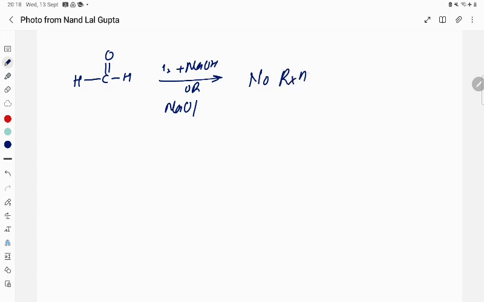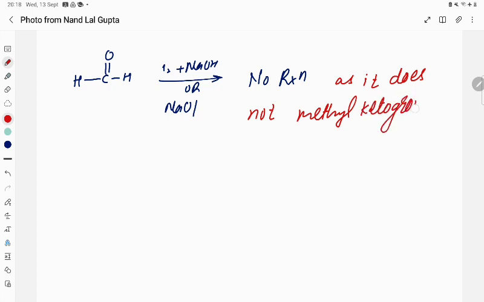Why no reaction? Can you tell me why no reaction? As it does not have the methyl keto group. Like the methyl keto group, this group is not there, student. Or what is this? Is CH, this is the OH, here is CH3.